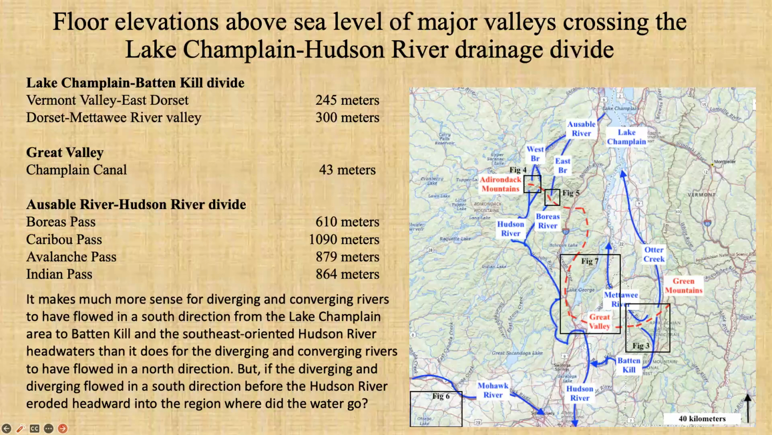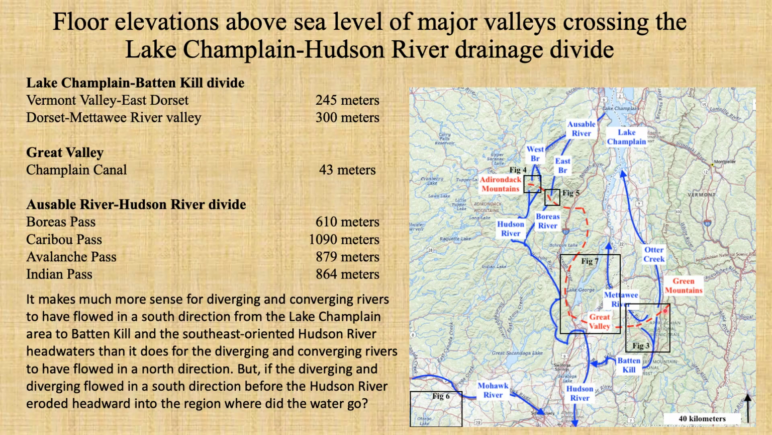Now, just to summarize, and so you can visualize what we just looked at, we started out here in this black rectangle, looking at this map here, and we saw the Vermont Valley, which at East Dorset, Vermont, where it crosses the drainage divide, had an elevation of 345 meters. We also saw where the drainage divide separates the Medowee River headwaters from the Batten Kill headwaters, and the valley floor there had an elevation of 300 meters.